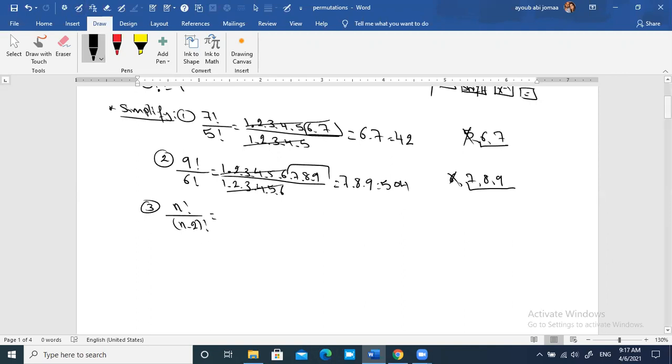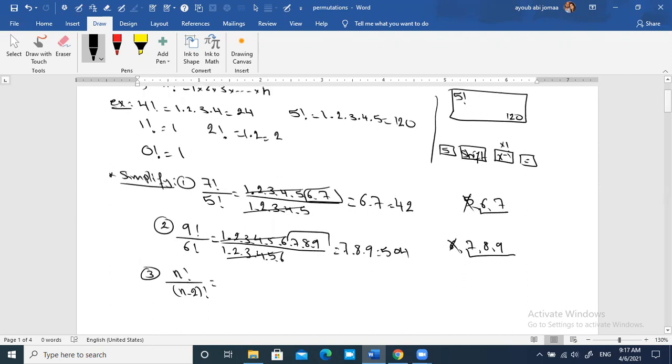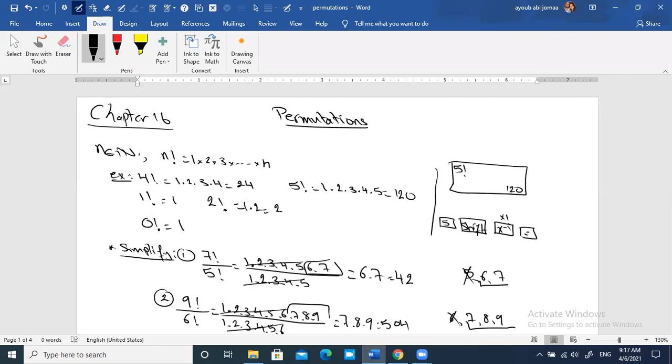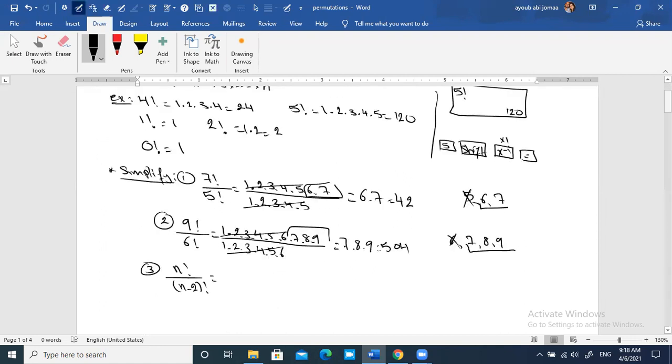Factorial is the product of all integers from 1 till n. N factorial is the product from 1 to n. Here we have examples. 4 factorial is the product from 1 to 4, 1 times 2 times 3 times 4. 5 factorial, the same idea, the product from 1 to 5, and so on. Here, 7 factorial over 5 factorial, I multiplied from 1 to 7 over the product from 1 to 5. Simplifying 1 to 5 with 1 to 5, we get 6 times 7, which is 42.